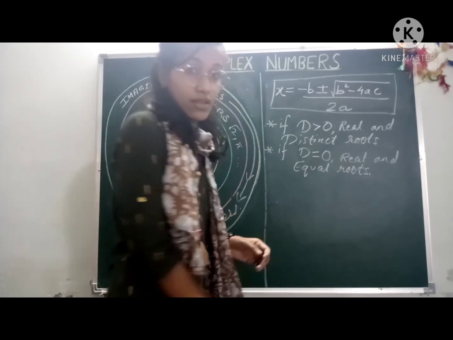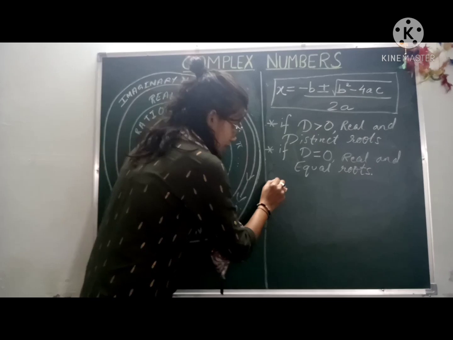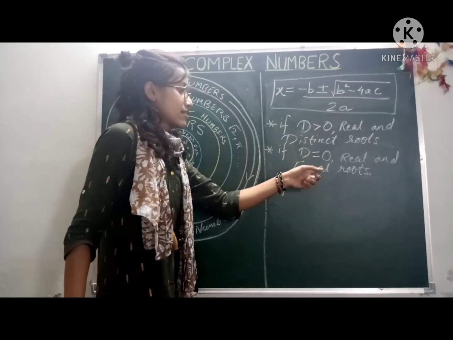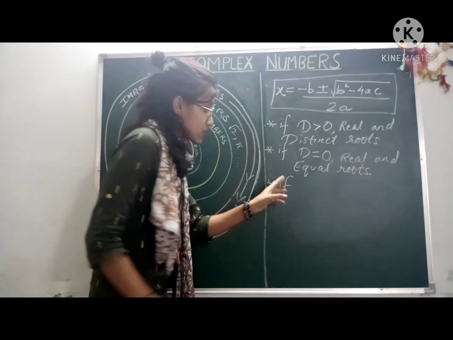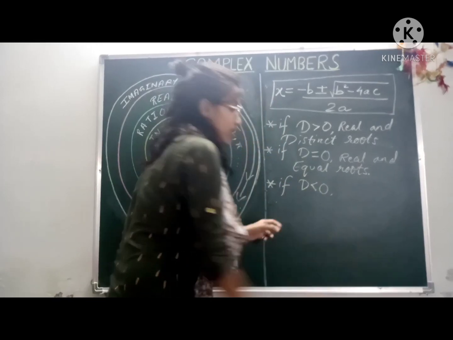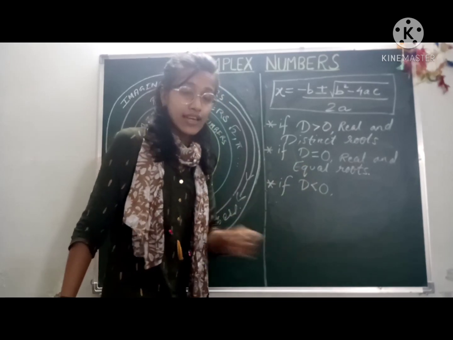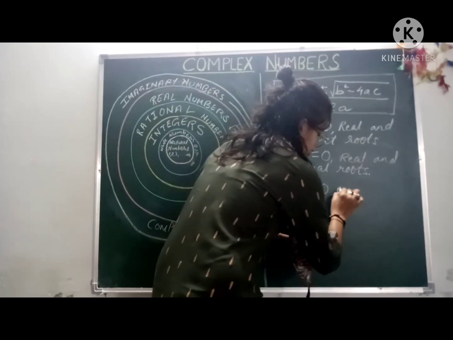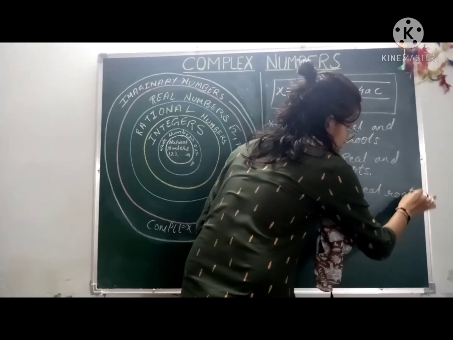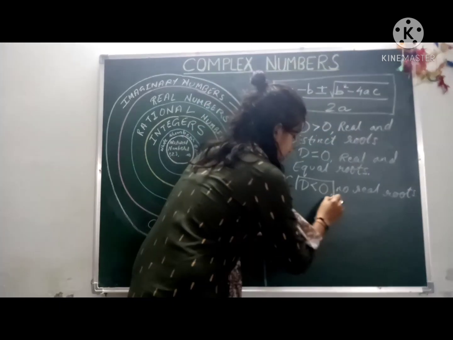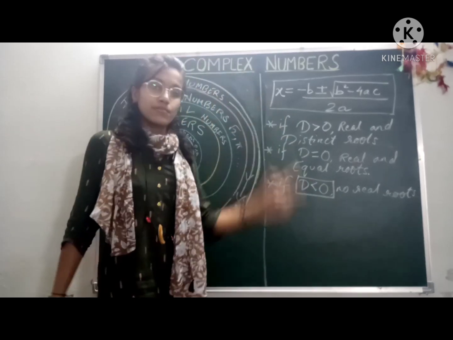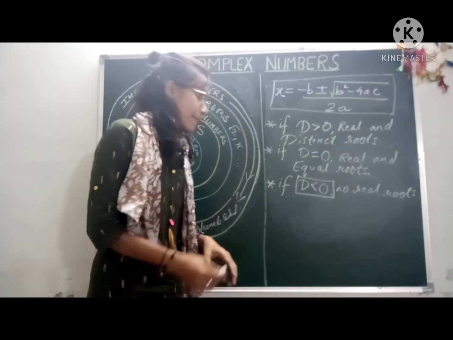Basically we get these answers very easily. Now the last one is if d is less than 0. In this condition we will get no real roots. So this is the case of how complex numbers came into existence.